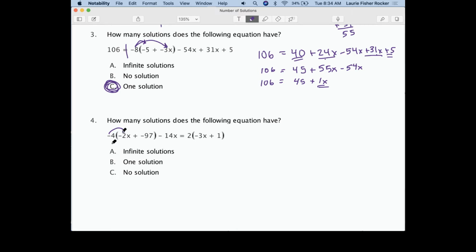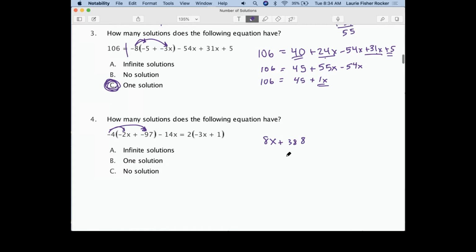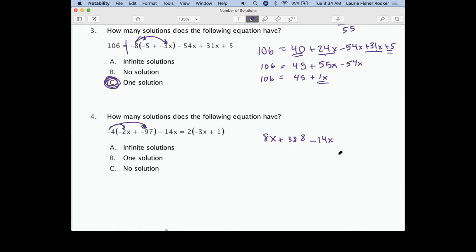So, all right, negative 4 times negative 2 is positive 8x. Negative 4 times 97. 4 times 7 is 28. Carry the 2, 36, 38. So positive 388 minus 14x equals, do this, negative 6x plus 2. Draw the river. Okay, add these like terms. That's going to be negative 6x plus 388 equals negative 6x plus 2.